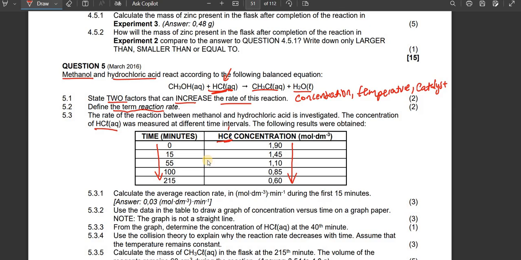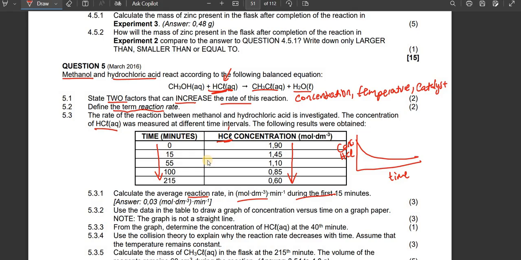So because they are focusing on the reactant, when you draw the graph, it's going to look like this, whereby here it's going to be concentration of your HCl, and then here it's going to be time. So they were investigating the factor of concentration. Then they say calculate the average reaction rate in mole per decimeter cubed during the first 15 minutes.